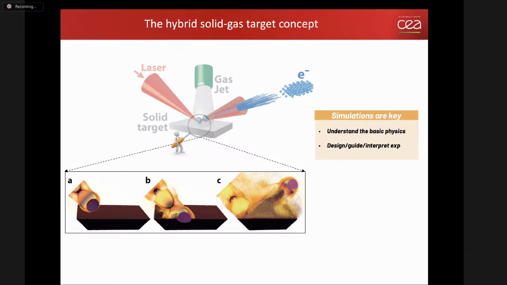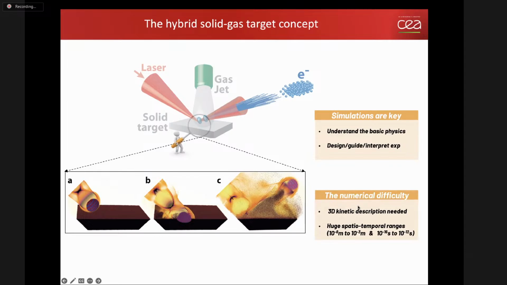So when we had this idea of the concept, the first thing we needed to do is to validate this concept in a very challenging simulation. Simulations are key to understand the basic physics of the injection by the plasma mirror into the wakefield, but also to design, guide, and interpret experiments that were done at Laboratoire d'Optique Appliquée by our collaborator Adrien Leblanc.